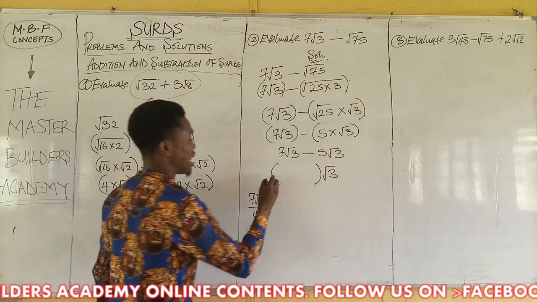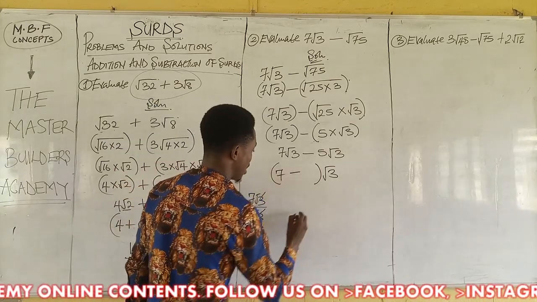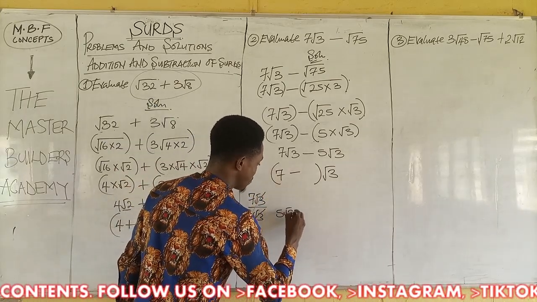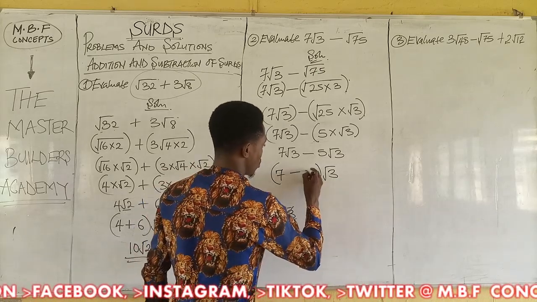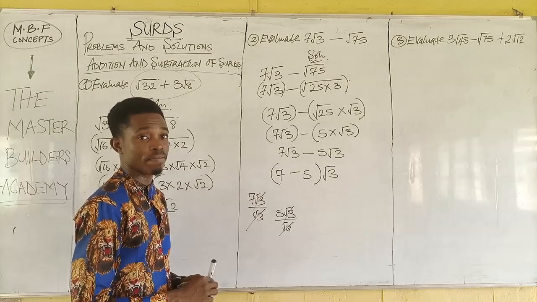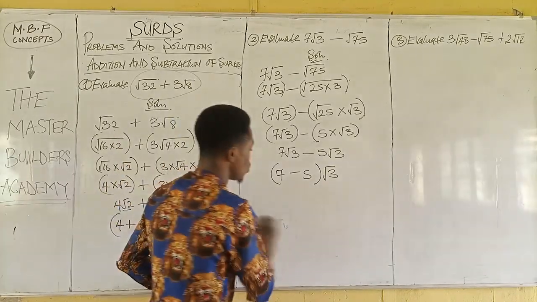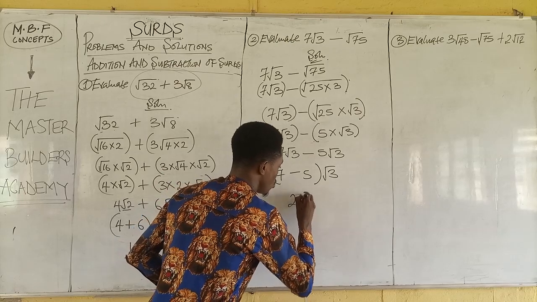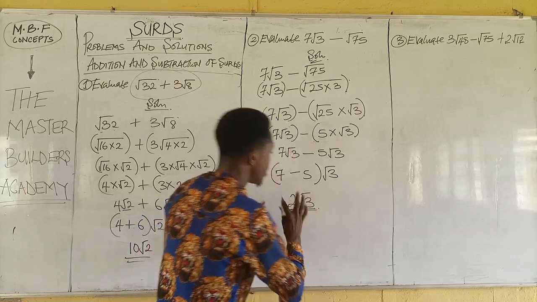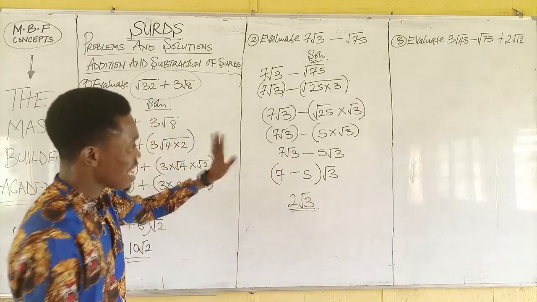So this cancels. And what is remaining? I'm going to have 7. Then minus, the next one is what? 5 root 3, divided by the common factor, root 3. And this cancels this, I'm going to have 5. It's as simple as this. Hope this is taken. Now, the next thing we do is when we remove 5 from 7, we are going to have 2 root 3. This is as simple as this.